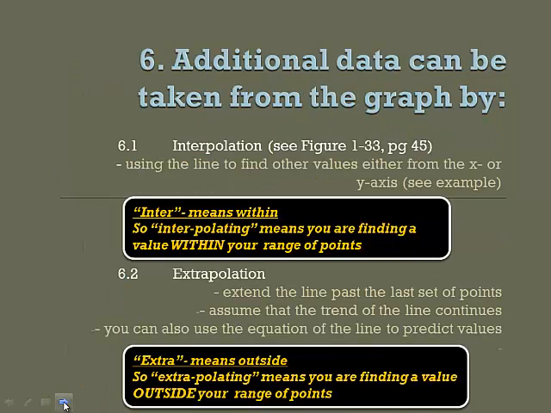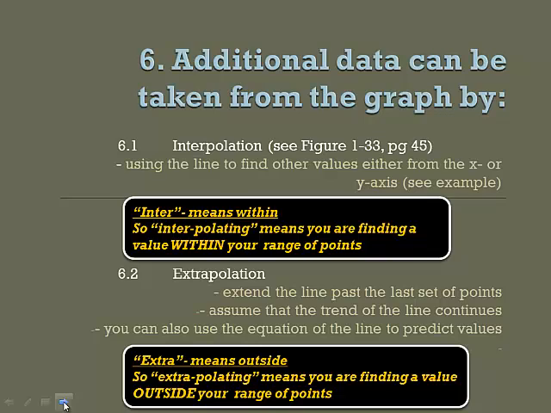Additional data can be taken from a graph by two processes, interpolation and extrapolation. Interpolation is using the line to find values either on the x or y axis within your data set. Inter means within, so interpolating means finding a value within the range of point values that you have. Extrapolation is the opposite of that. So that extends the line past the last set of points.